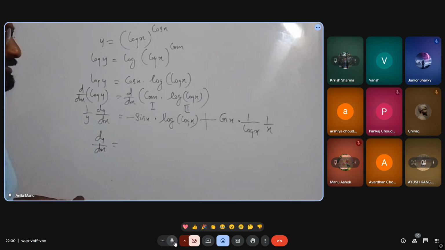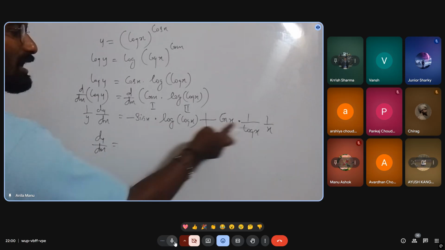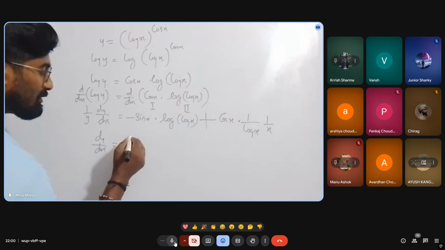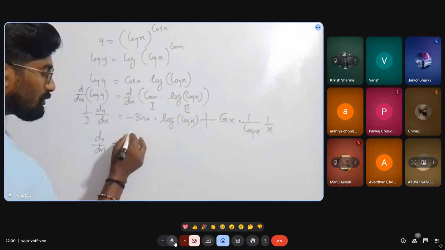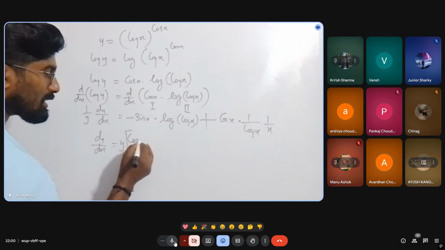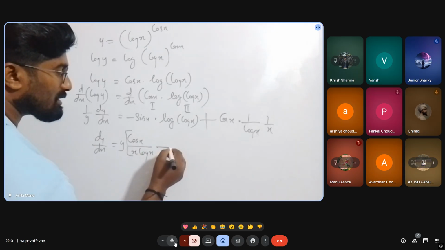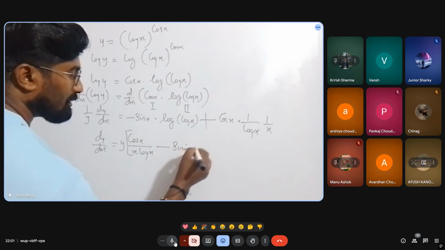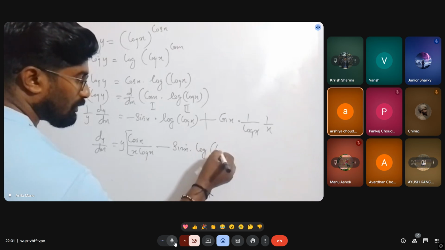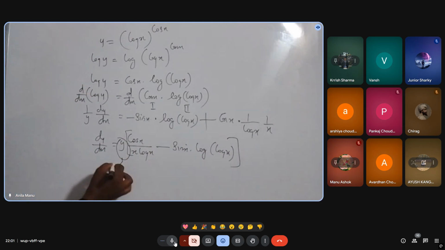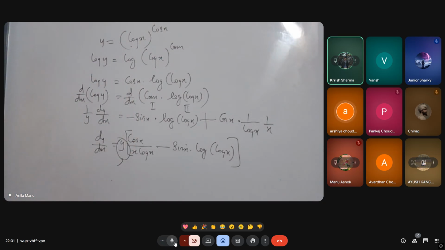Then transpose y, it will be dy by dx is equal to, you can write it in any order. Here it is minus, right? So I am going to write this as first. So it will be y into cos x by x log x minus sin x into log of log x. Very good. Now last step, resubstitute for y, that is log x raised to cos x. Clear? Completed.